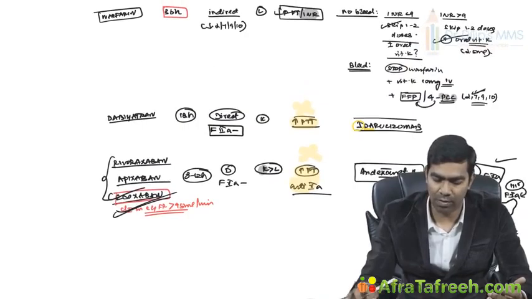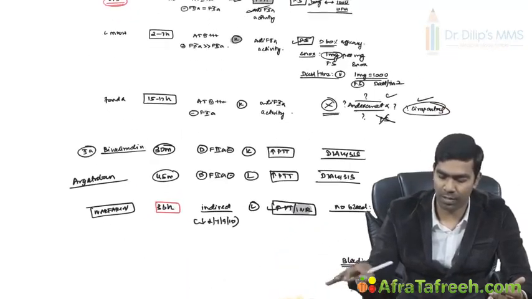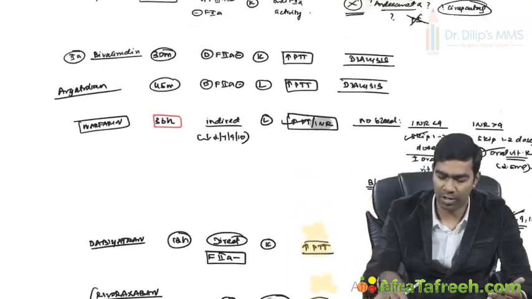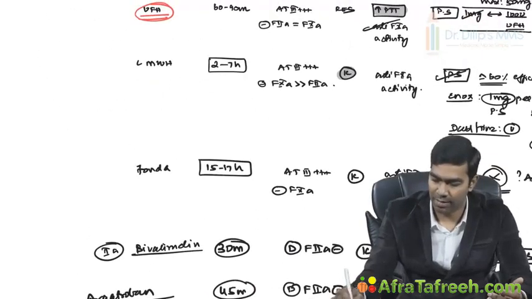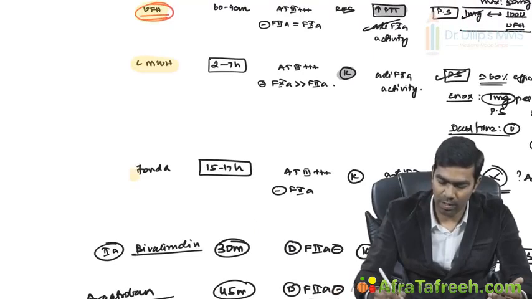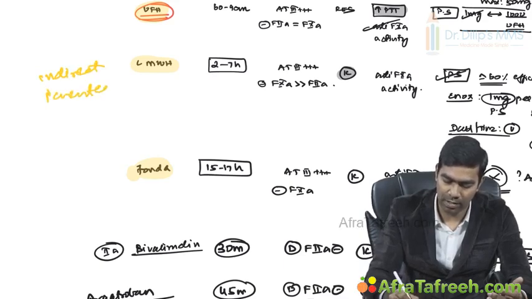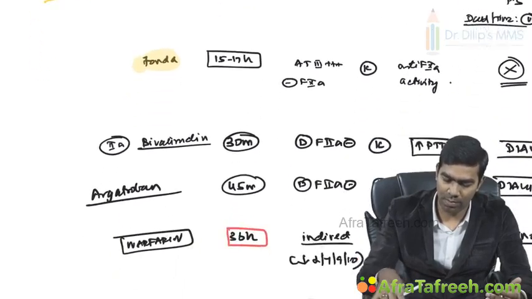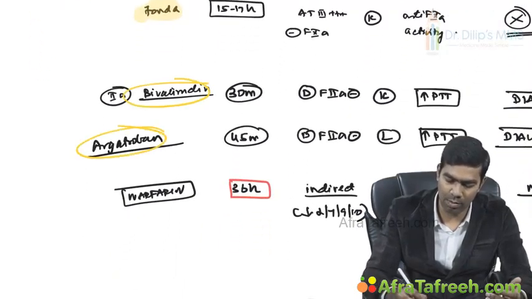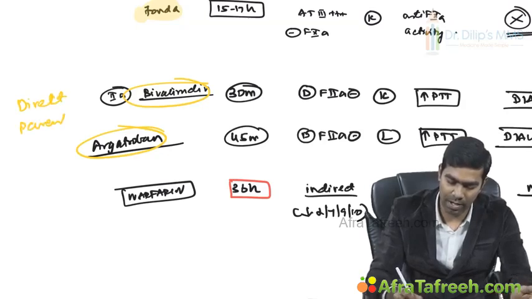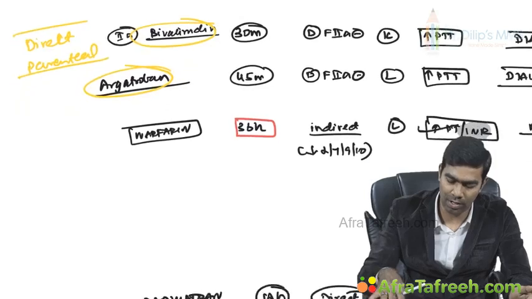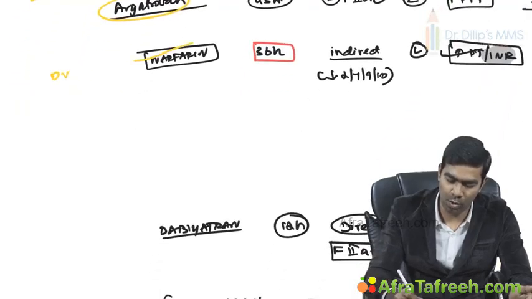So with this, I have told you almost all of the anticoagulants in a nutshell. In this, you can see unfractionated heparin, low molecular heparin, and fondaparinux are indirect and parenteral drugs. Your bivalirudin and argatroban are direct and parenteral drugs, which we have seen already. And warfarin is the old oral indirect drug.